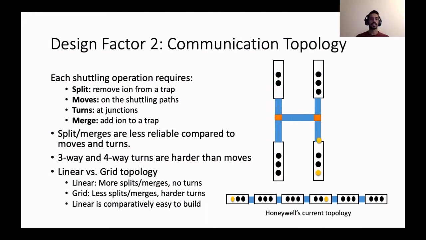So if you want to compare a linear and a grid topology, by the way, this linear topology with 6 traps is actually Honeywell's current topology. So if we have a linear topology like this, when we want to move an ion from, let's say, the first trap to the 4th trap, this ion has to pass through some intermediate traps. And at these intermediate traps, we need to split and merge. So there are more splits and merges, but there are no turns to make. In contrast, with the grid topology, there are fewer splits and merges that we need to make, but the turns are harder. So there are different trade-offs for these different topologies based on what applications we're going to be running on them.